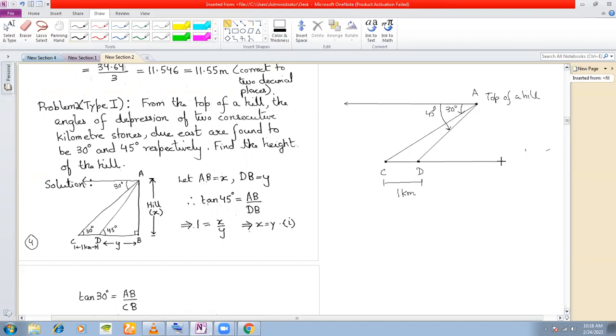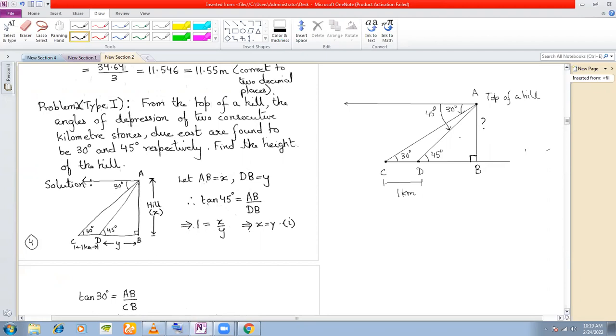This is your ground level. If this is your ground level, that means this 30 degree angle here must also be 30 degree because they are alternate angles, and this must also be 45 degree because they are alternate angles, right? And this is the height of the hill, the vertical height. So if we call this point B, now we have completed our right angle triangle. Now what is the question here? Find the height of the hill. That means AB. You need to find this height here, AB.